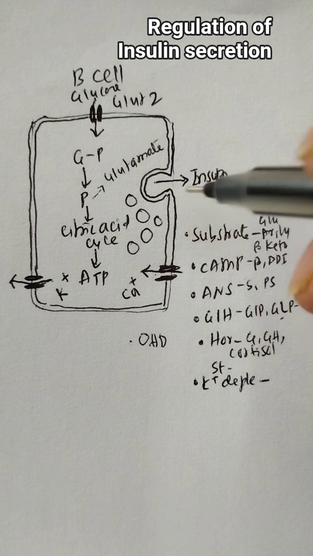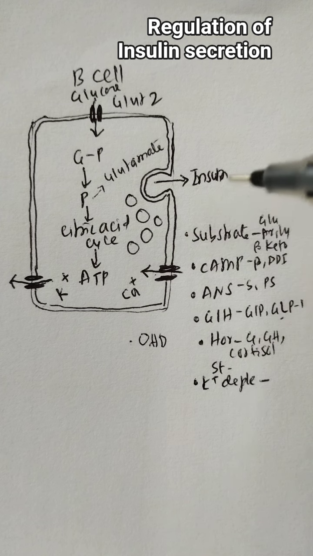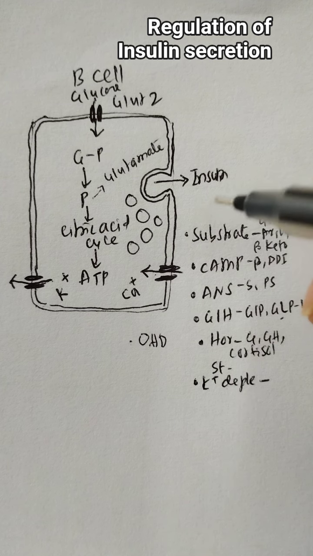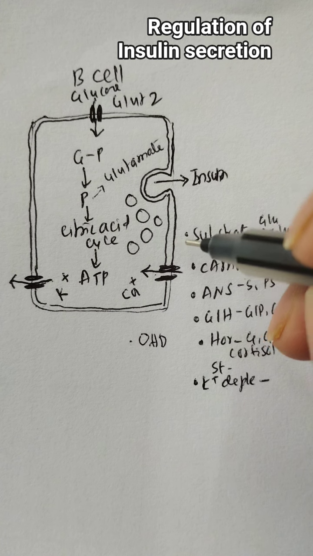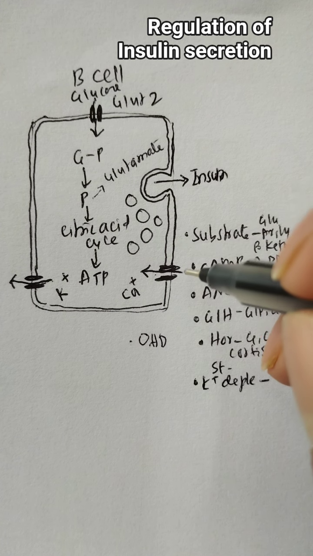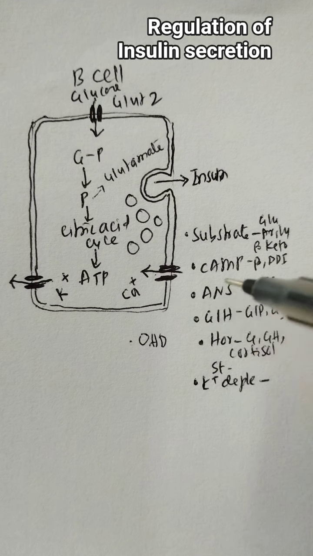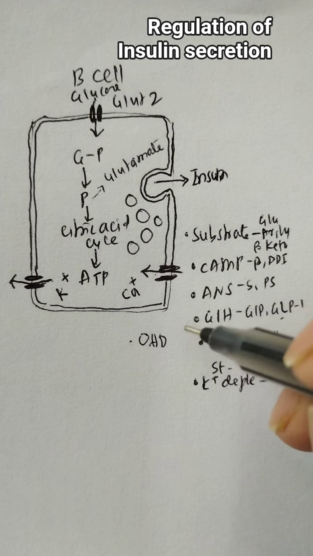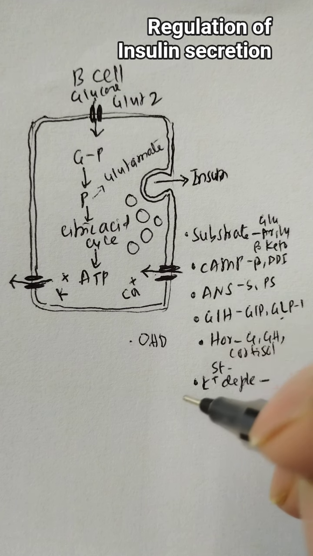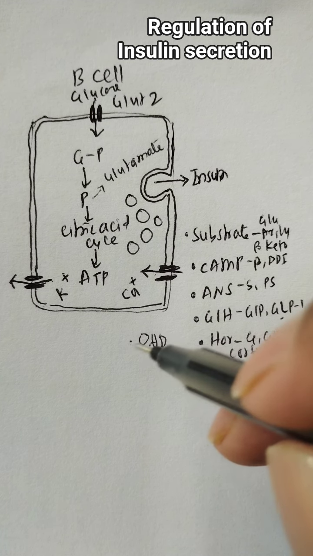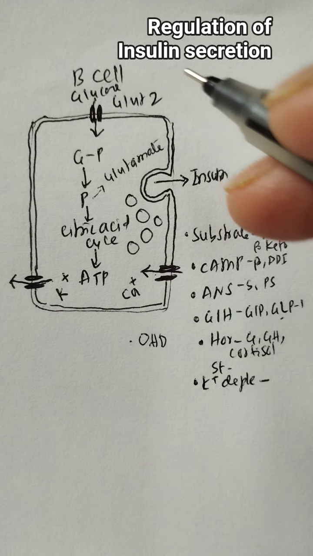And insulin secretion is affected by various factors. It can be at the substrate level, or it can be because of increased cyclic AMP levels. The autonomic nervous system affects it, as do GI hormones and potassium depletion, and oral hypoglycemic drugs may play an important role.